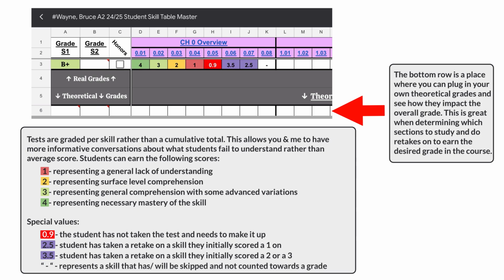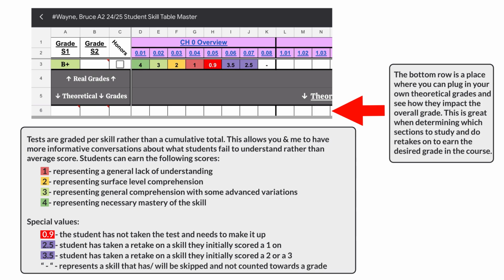A 2.5 and a 3.5 roughly mean the same thing, which is that the student took the test and then they came in and did retakes. A 2.5 is a student that initially scored a 1 on that specific skill from the original test, came in and did a retake and got an improvement.